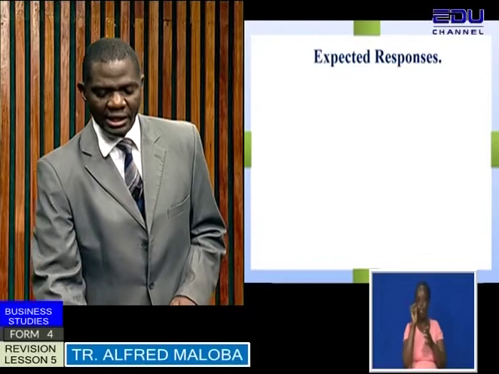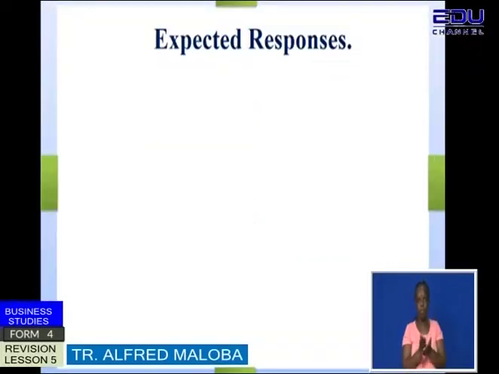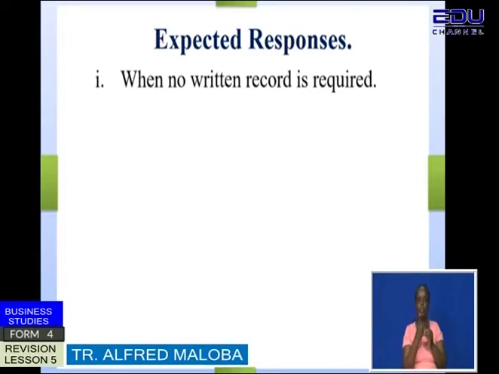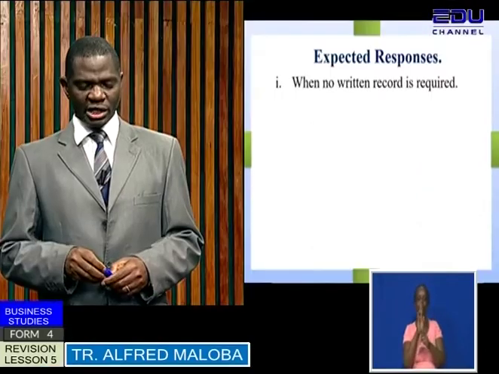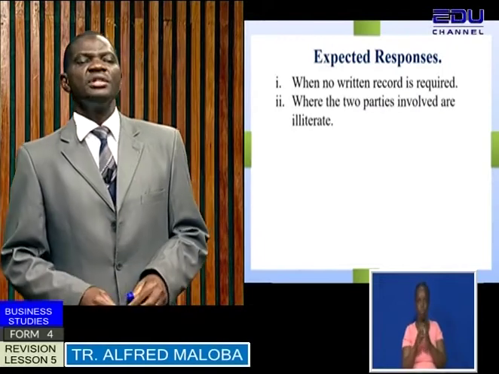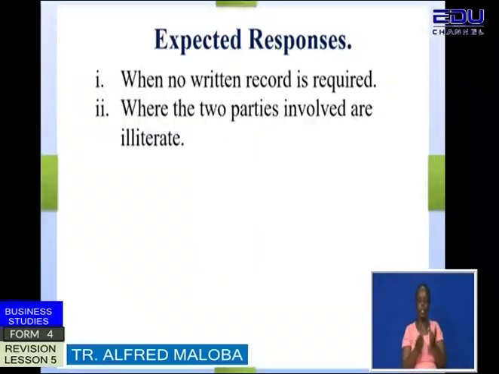So let's look at the expected responses. Response number 1: when no written record is required. This means there will be no further reference to it, so we can use verbal communication. Number 2: where the two parties involved are illiterate. Illiterate people can just use word of mouth, they are not going to write. So that's why we say where the two parties involved are illiterate.